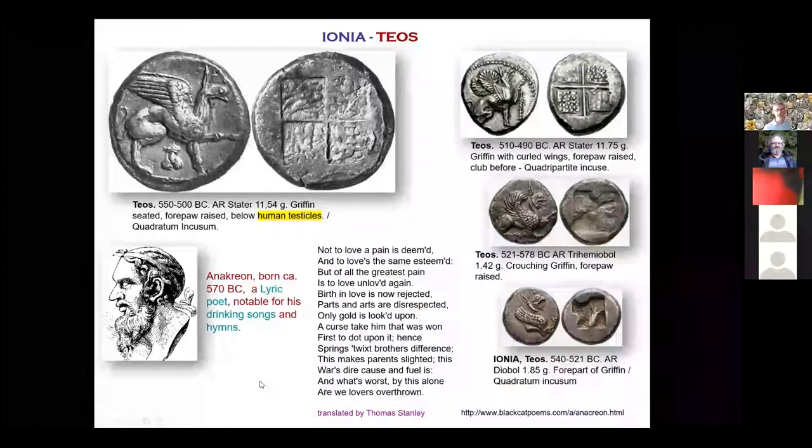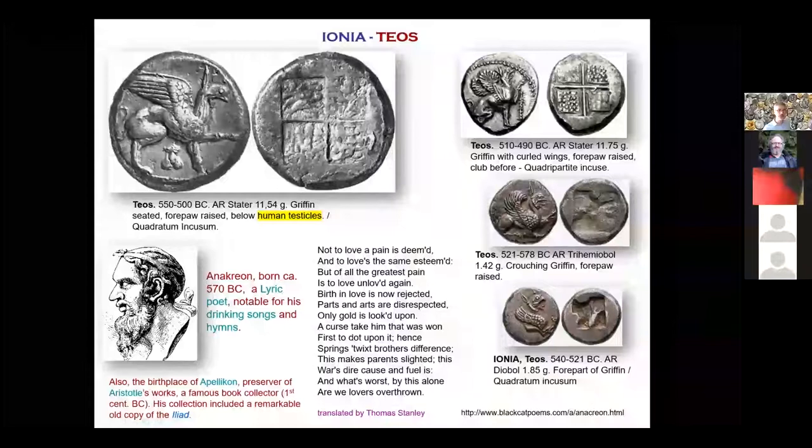And what is interesting on this coin that I would like to draw your attention to is something that the engraver put under the griffin, and it is identified as human testicles. It might have something to do with fertility, but it is something worth further study, I guess.